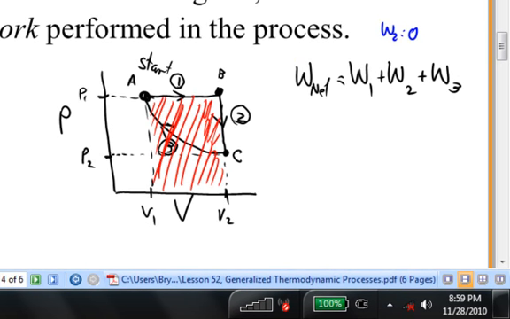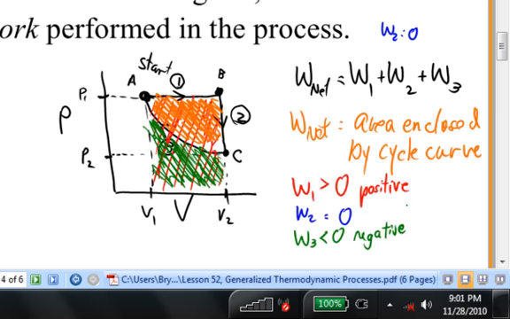Now what about step 3? Well, in step 3, the area that we're looking at is going to be a negative area because my initial volume is larger than my final volume. So I get this green area, but it's going to be negative because the volume is becoming smaller and smaller. So what is the net work going to be? The net work is the sum of all of those three put together.